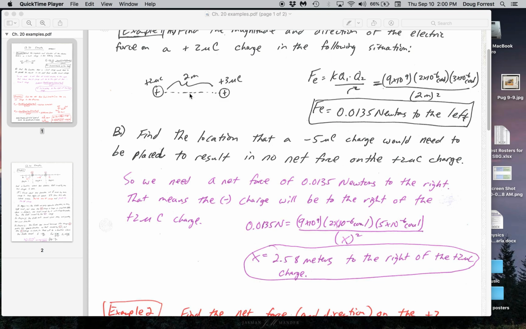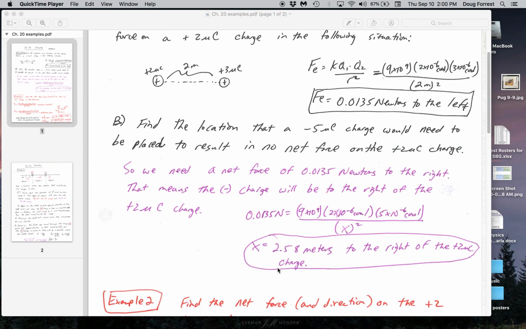In this particular case then, that question was a little different. So we want this to have no net force on it, sorry. So in that case, I need the negative charge to be somewhere over here. So I'm just going to apply Coulomb's law again, but with these two charges. I know the amount of force that I need because it needs to equal the amount of force that's here, and I can figure out the distance. So this came out to 2.58 meters.